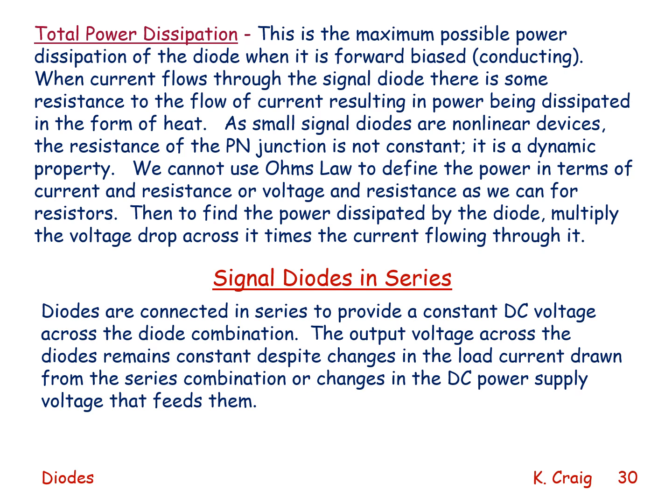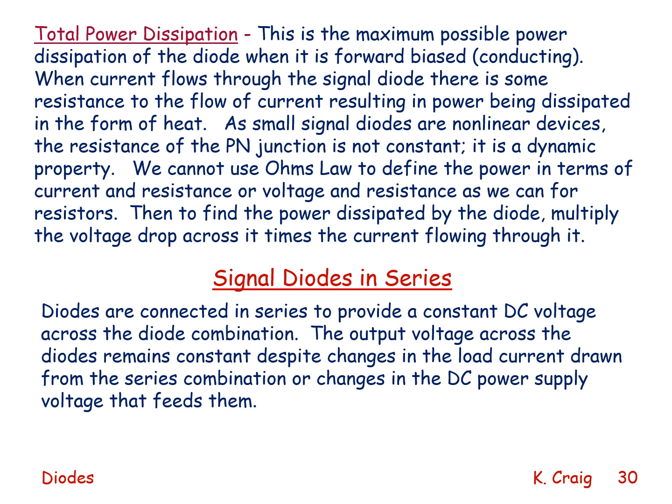As small signal diodes are nonlinear devices, the resistance of the PN junction is not constant. It is a dynamic property. We cannot use Ohm's law to define the power in terms of current and resistance or voltage and resistance as we can for resistors. Then to find the power dissipated by the diode, multiply the voltage drop across it times the current flowing through it.